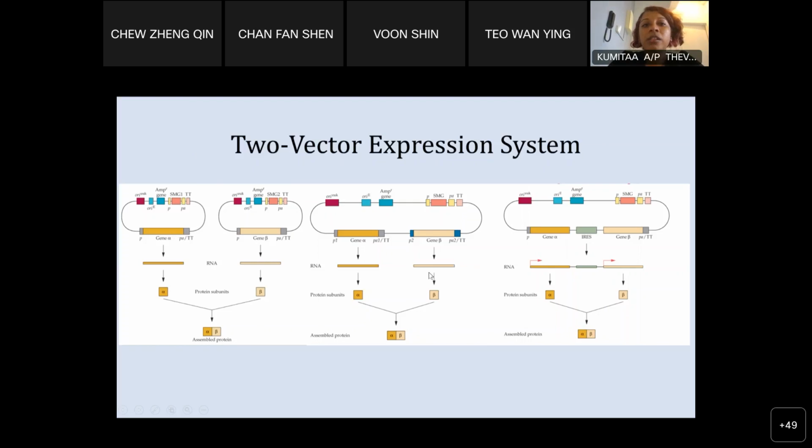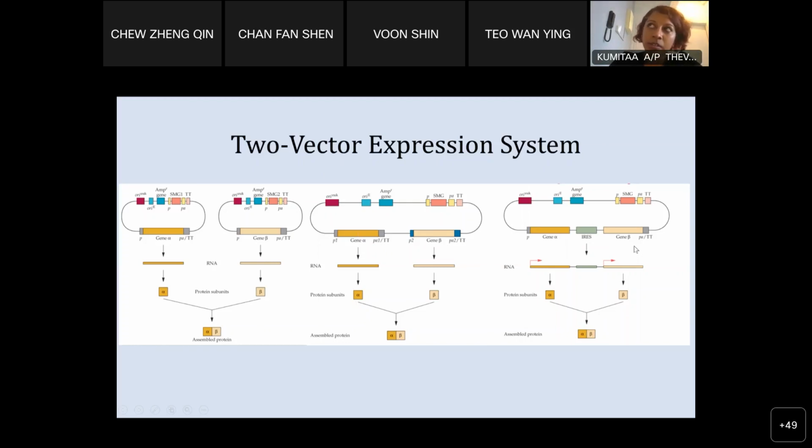The one in the middle is also used quite frequently. This is where you have a single system and you have both gene alpha and gene beta being expressed on it, usually under a single promoter. So you end up with, again, alpha and beta subunits, which are then assembled together. But the challenge with this particular system, the one in the middle, is that with certain expression systems, whichever is expressed closer to the promoter is expressed at higher amounts. So then you might actually get more gene alpha in comparison to gene beta.